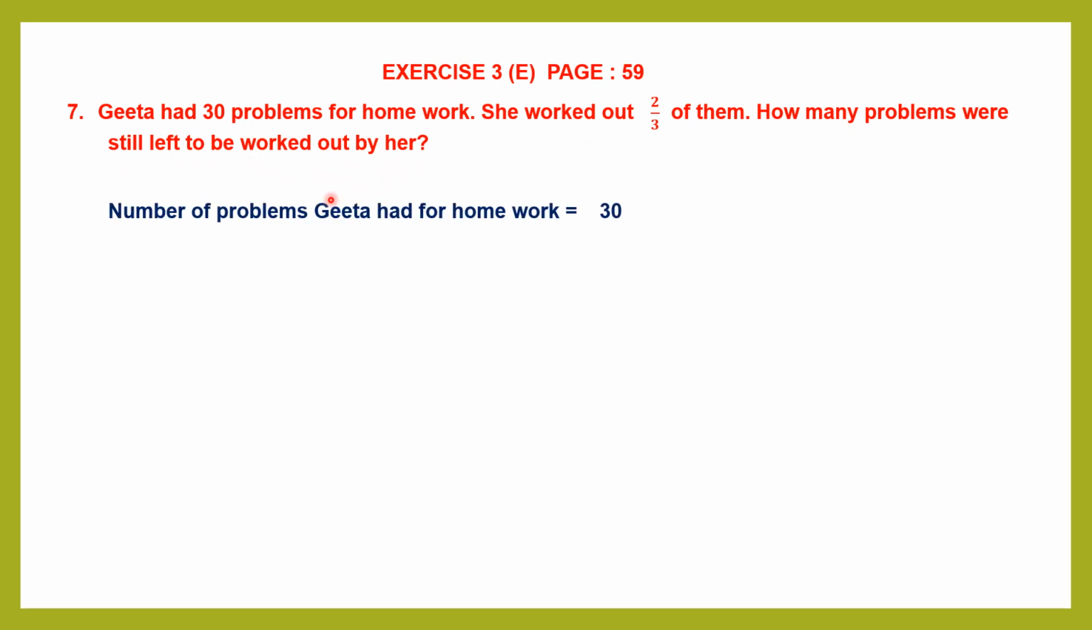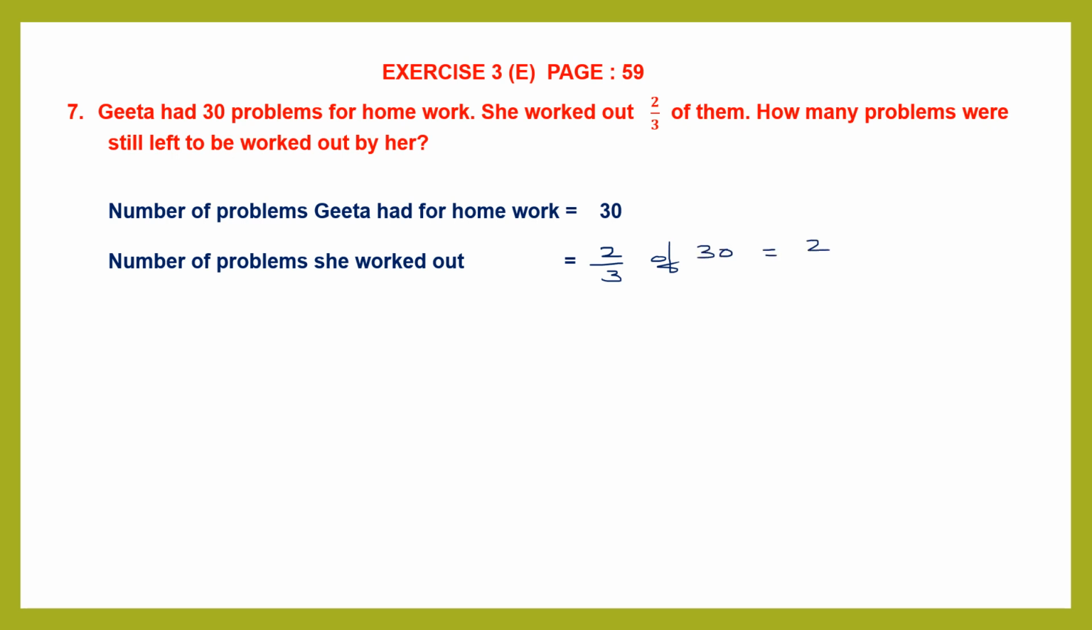So let's begin. Number of problems Gita had for homework. How many problems did she have? She had 30 problems, that's given to us. Now, out of this, the problems that she worked out were 2/3. It's given in the question, isn't it? 2/3 of them means 2/3 of 30. So let's work this out.